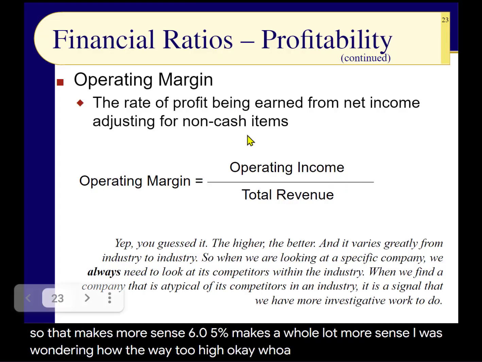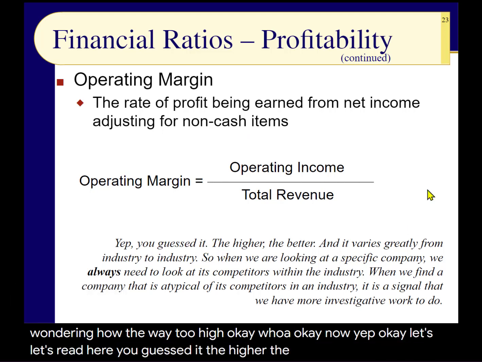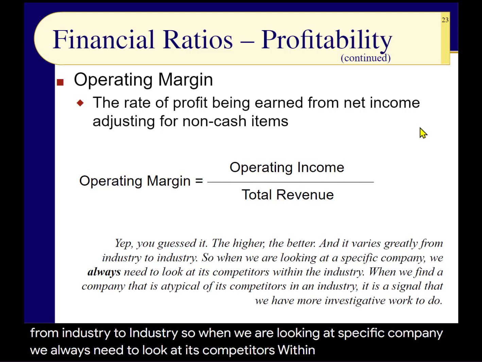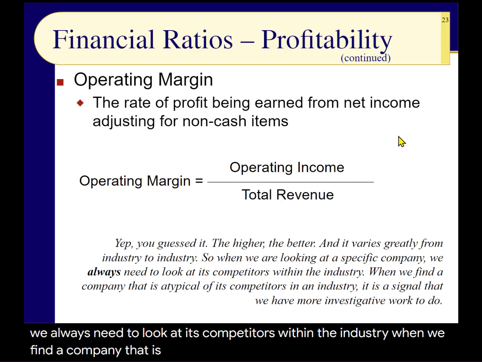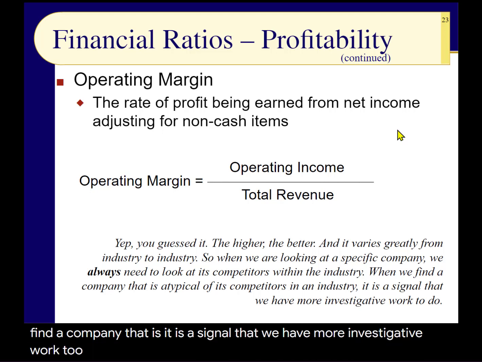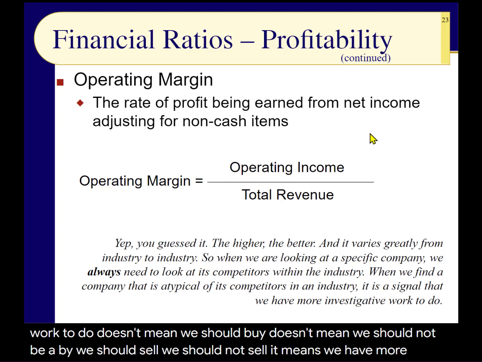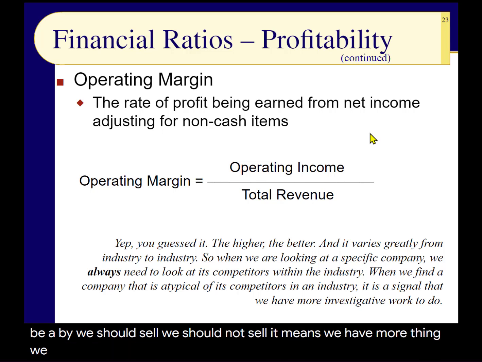Okay, whoa. Okay, now, let's read here. You guessed it, the higher the better, and it varies greatly from industry to industry. So when we are looking at a specific company, we always need to look at its competitors within the industry. When we find a company that is atypical of its competitors in the industry, it is a signal that we have more investigative work to do. Doesn't mean we should buy, doesn't mean we should not buy, we should sell, we should not sell. It means we have more sleuthing, more research to do to peel back more layers of the onion, if you like that analogy.